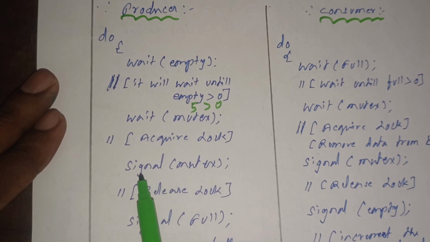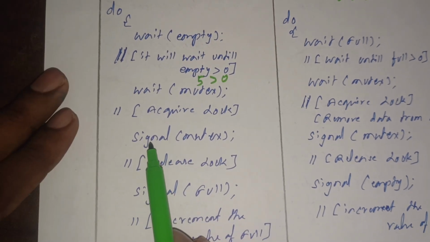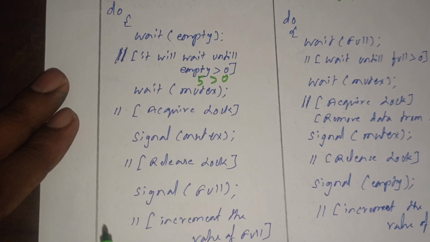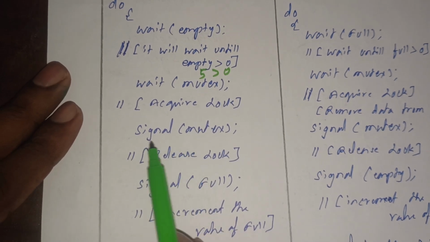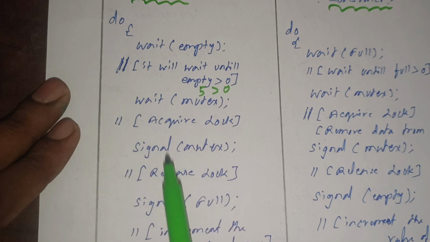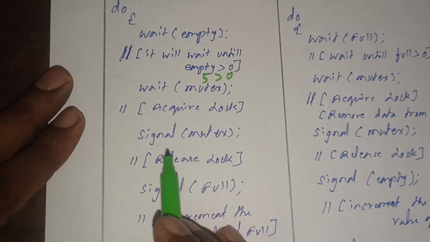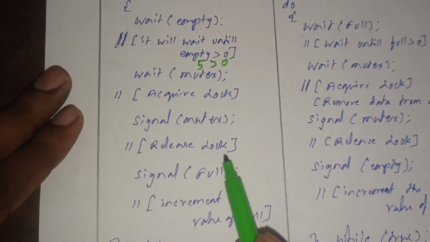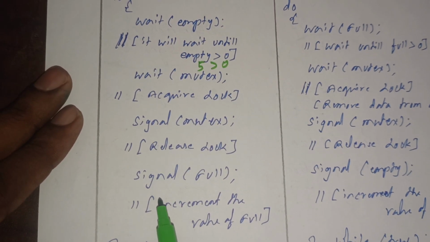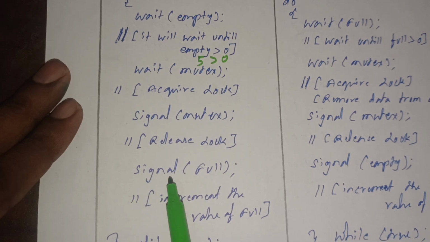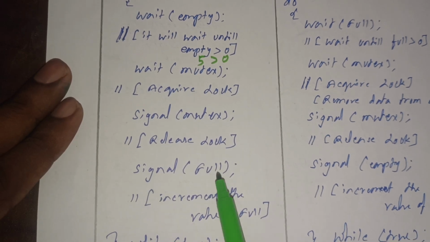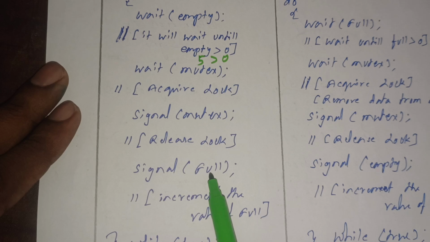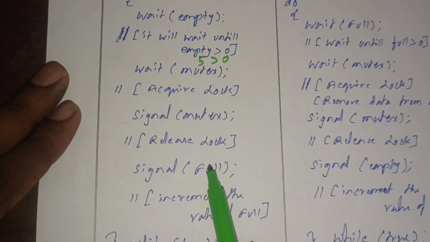So it will call the signal. Signal means it is going to release. Wait is to acquire, signal is to release. I am going to use the signal which is used in the semaphore technique. I am going to release the lock. When I release the lock, I am going to check the signal that is full. See here, this slot has been filled. Now I am going to increment the value of full.